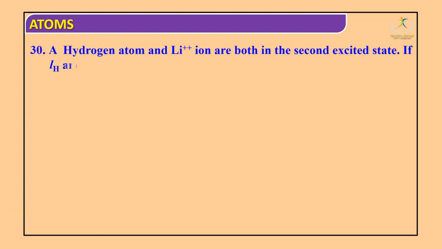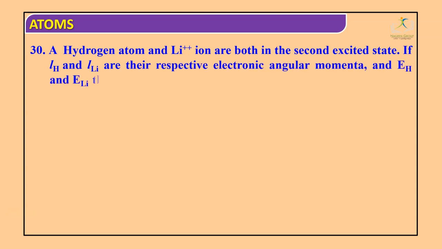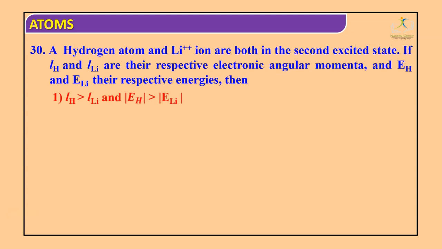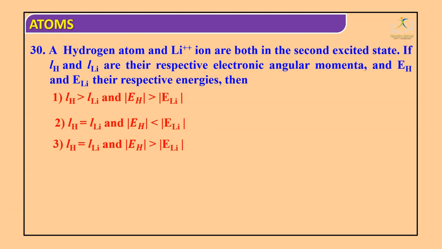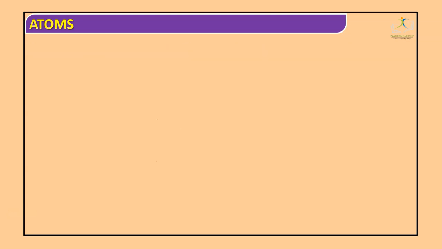Last question: a hydrogen atom and a lithium plus ion are both in the second excited state. If LH and LLi are their respective electronic angular momenta, and EH and ELi their respective energies, then: LH is greater than LLi and EH is greater than ELi; LH is equal to LLi and EH is less than ELi; LH is equal to LLi and EH is greater than ELi; or LH is equal to LLi and EH is less than ELi.